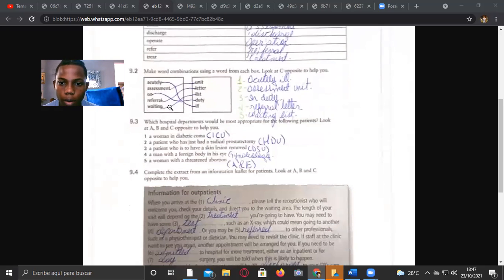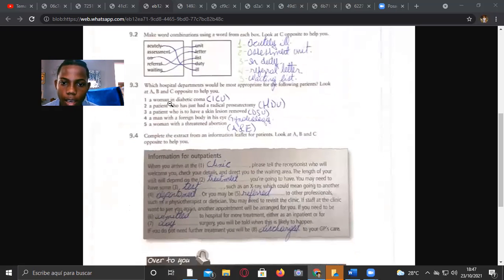Make word combinations using a word from each box. Look at C opposite. The first one is acutely ill. Assessment unit, on duty, referral letter, waiting list.